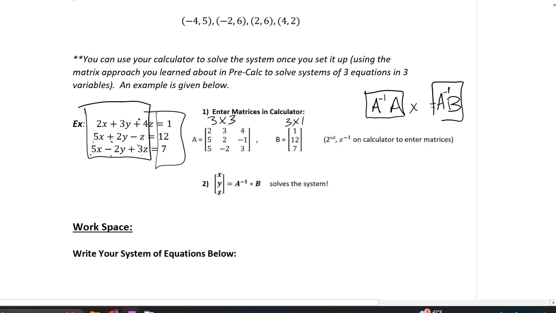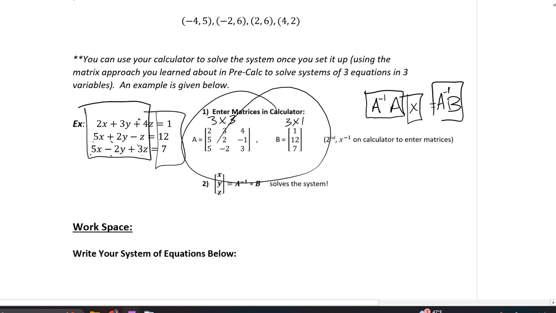So this x is really this matrix that solves for our variables. It's really this x, y, z. We calculate that matrix by doing A inverse times B in that order. You cannot do B times A inverse. It will not work. So how do you type all this stuff into your calculator?